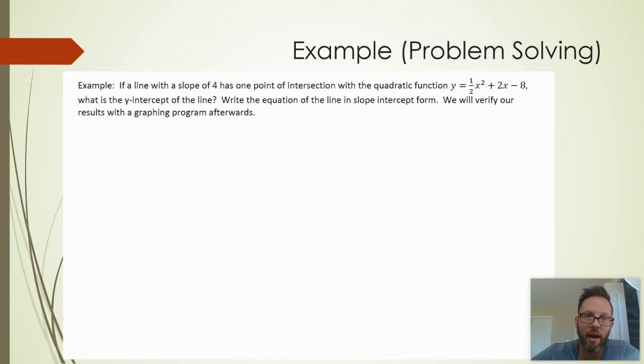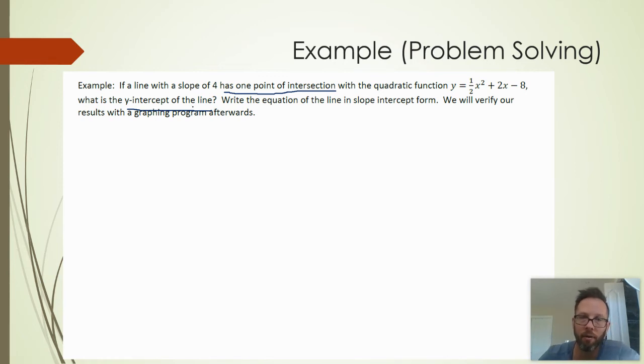So we have a line with a slope of 4, and it has 1 point of intersection with the quadratic function 1/2 x squared plus 2x minus 8. And we know the slope. I'm asking you guys to find the y-intercept.